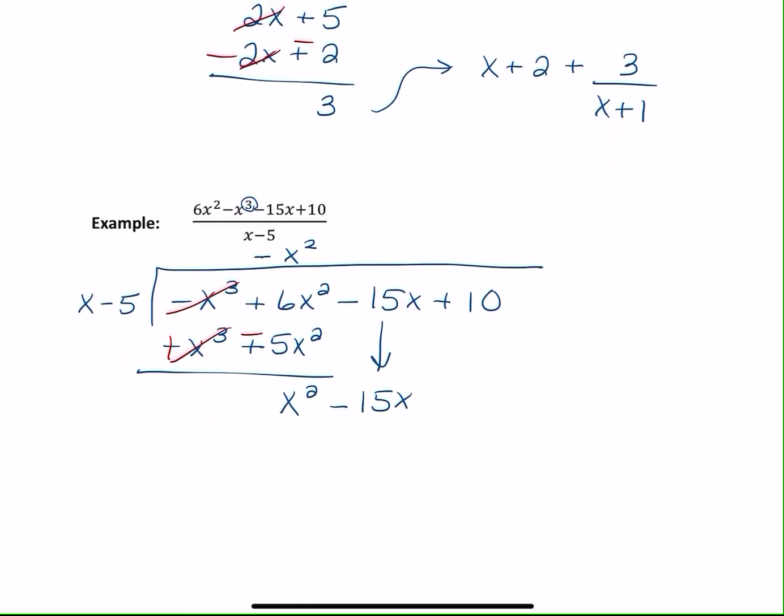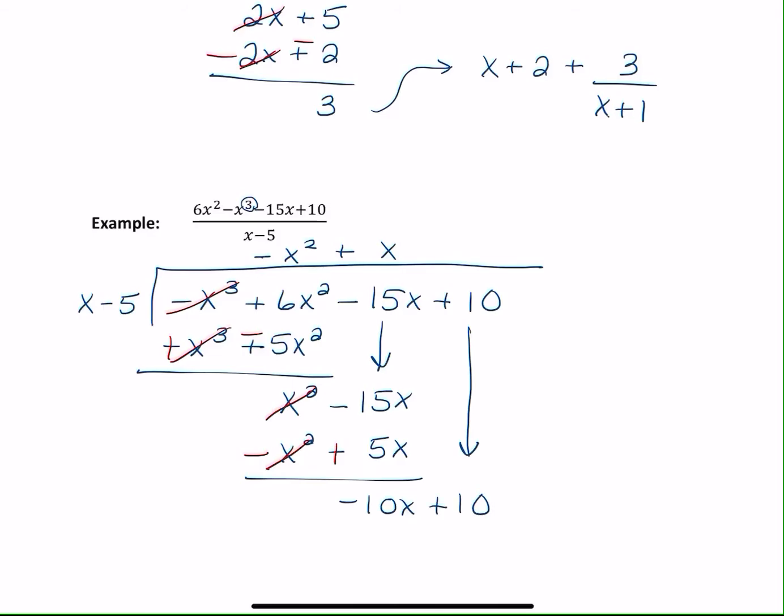And then start the process again. What do I multiply x by to get x squared? It's just going to be a positive x. So I've got x squared minus 5x, and I'm going to subtract. My first two terms will cancel out, and that'll leave me with a negative 10x. Bring down the next term.